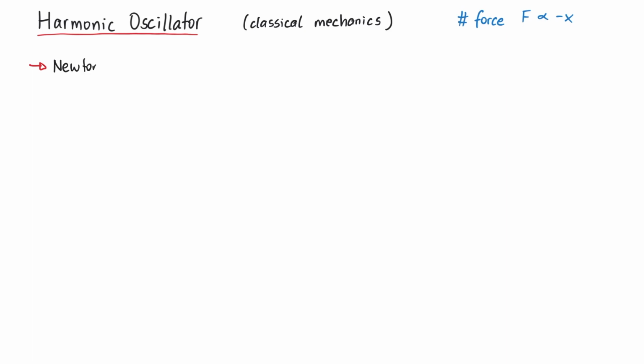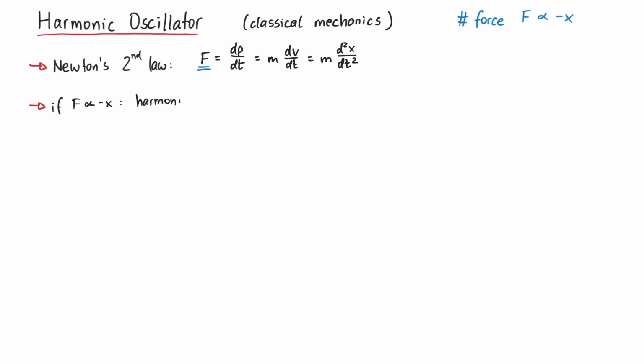In particular, his second law states that in order for a momentum to change, we need a force acting on an object. Since momentum is mass times velocity, we can also write this as mass times the second derivative of x. If we now look at a force which is proportional to x, the resulting motion is called harmonic motion, and the object that moves is called a harmonic oscillator.